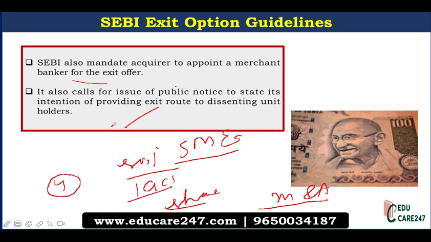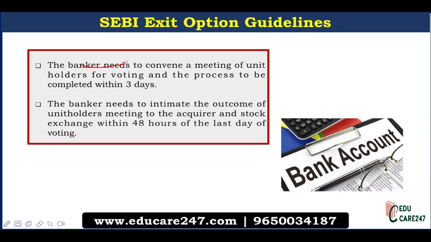Coming to the news, SEBI has mandated the acquirer to appoint a merchant banker for the exit offer and should issue a public notice stating its intention to provide an exit route to the dissenting unit holders. The banker then must convene a meeting of the unit holders for voting, and the process must be completed within 3 days from the cutoff date. Next, the banker must intimate the outcome of the unit holders meeting to the acquirer and the stock exchange, along with the number of dissenting unit holders and the total number of units which were held by them as of the cutoff date within 48 hours of the last day of voting.